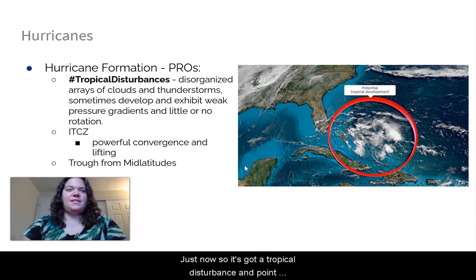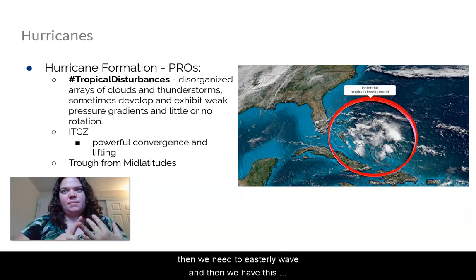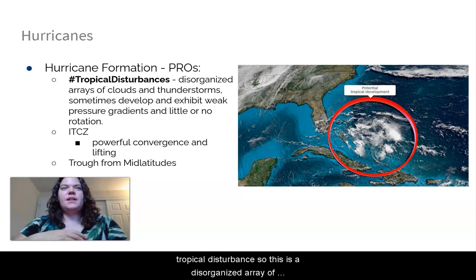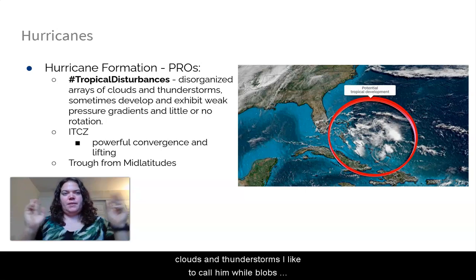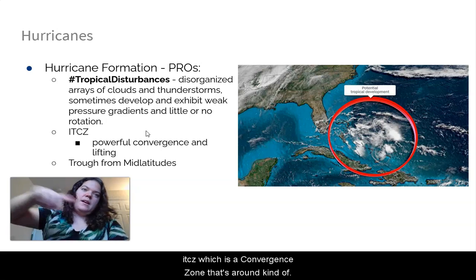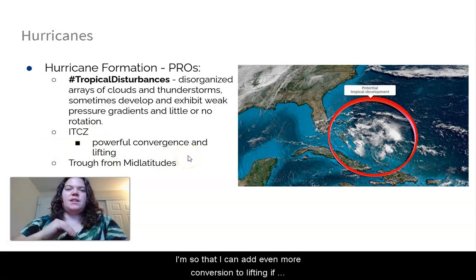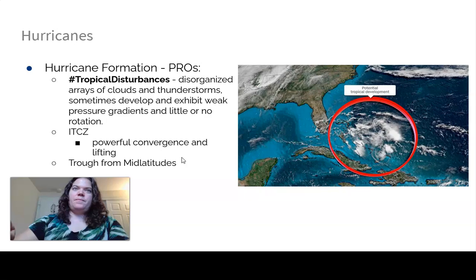So it's called a tropical disturbance. This is point number 3. So first, warm sea surface temperatures, then we need an easterly wave, and then we have this tropical disturbance. This is a disorganized array of clouds and thunderstorms. I like to call them cloud blobs. They exhibit weak pressure gradients or none at all. It doesn't have any rotation yet. They form in the tropics, of course, and so they can interact with the ITCZ, which is a convergence zone that's kind of like a belt going around the Earth. So that can add even more convergence and lifting if it's near that. And any troughs from the mid-latitudes can also enhance development.